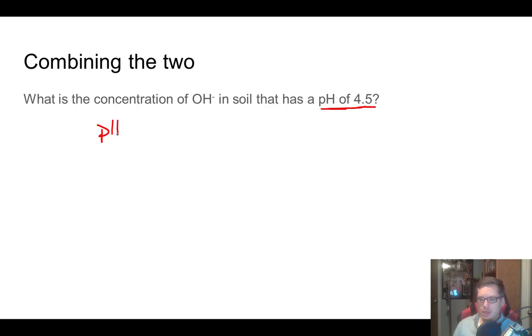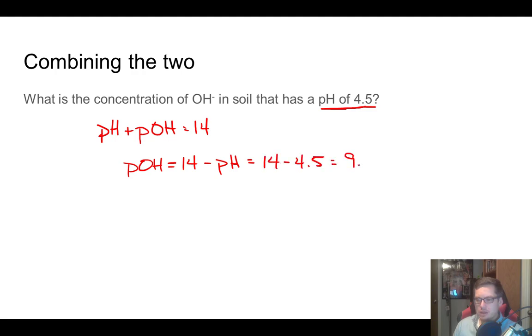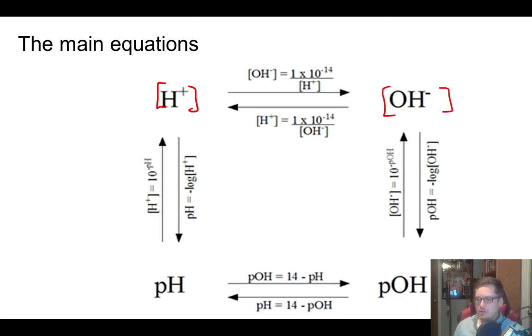Now we know that pH plus pOH is equal to 14. That means your pOH is equal to 14 minus your pH. Our pH is 4.5, so it'd be 14 minus 4.5, and that'd be 9.5. So that's our pOH. Now we're right here on our roadmap, 9.5, and now we're going to go up here.